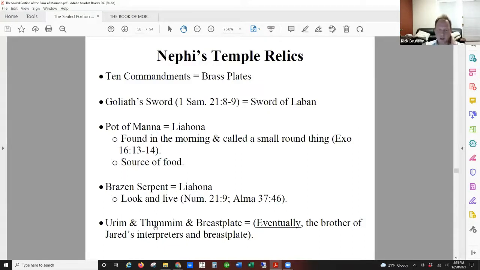And then the Urim and Thummim and breastplate that the high priest had in the Old Testament would eventually be replaced with the brother of Jared's interpreters and breastplate. So there's some connection there.